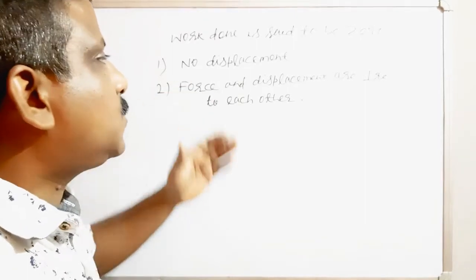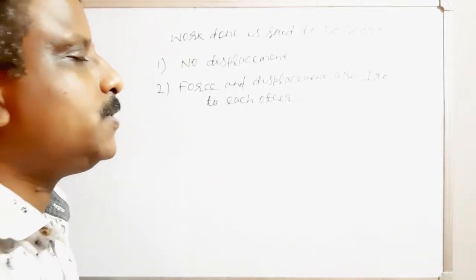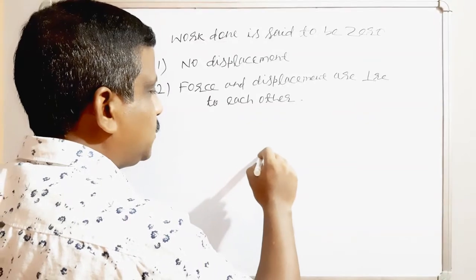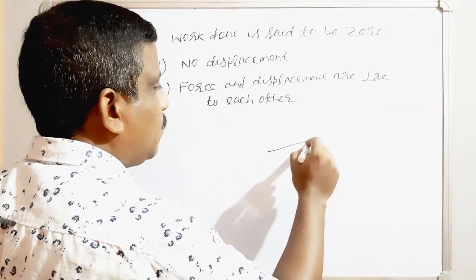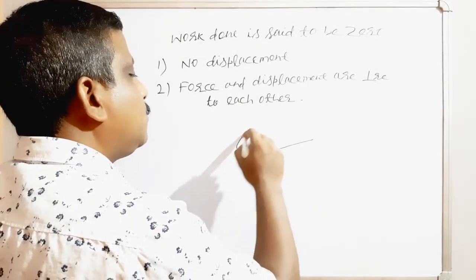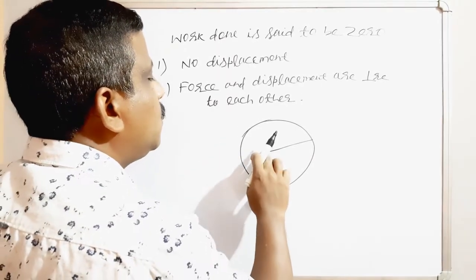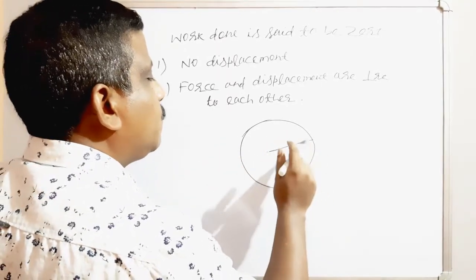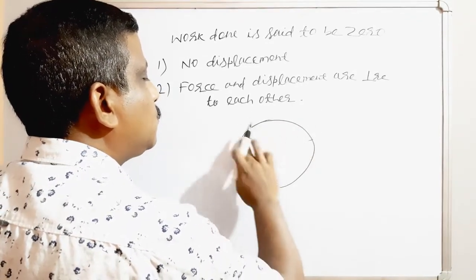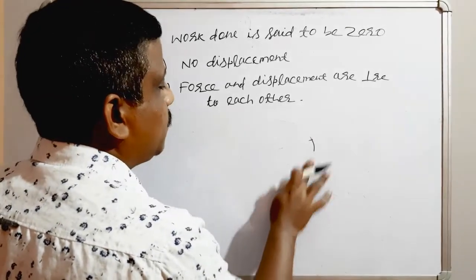Second case, force and displacement are perpendicular to each other. How will it be perpendicular? Suppose you take a string tied with a ball. If you rotate the string, what will happen? It will move in a circular path like this. Clear? So here you see the force is applied. The string is rotating in this direction in a circular path. It does not look like a circle, roughly I am just drawing it.